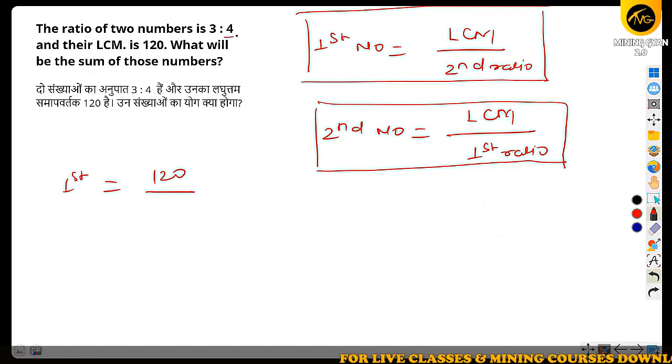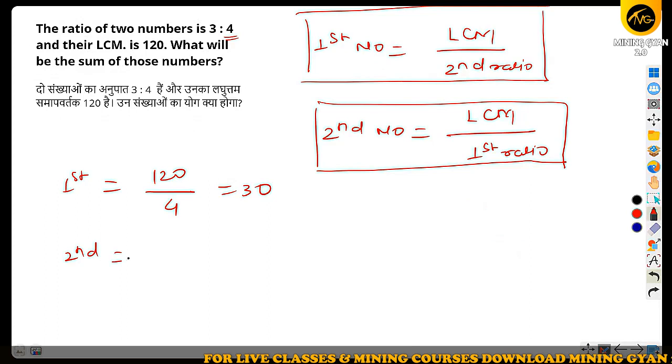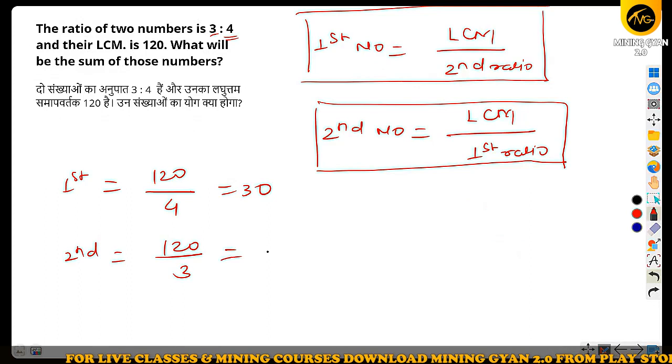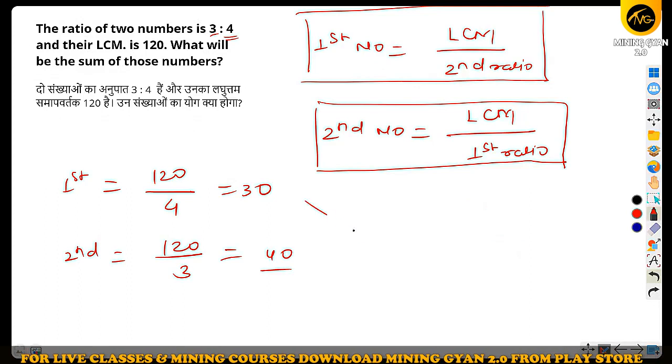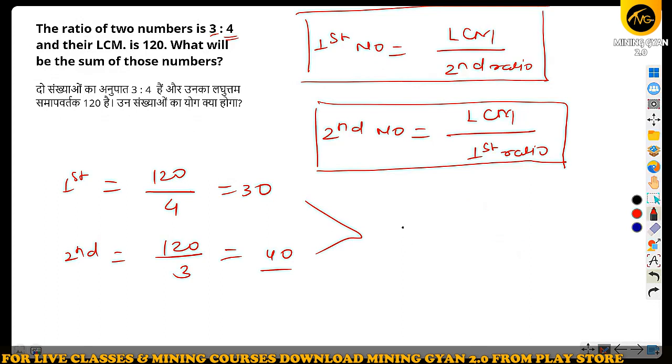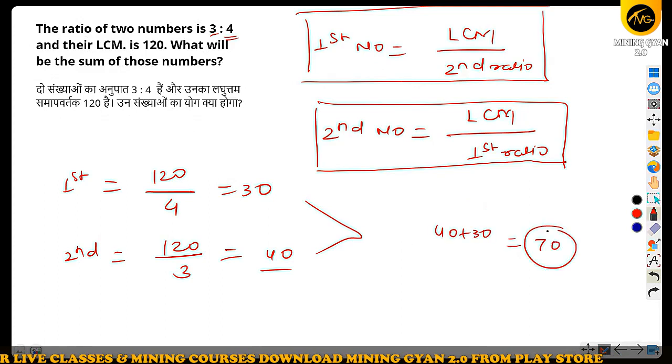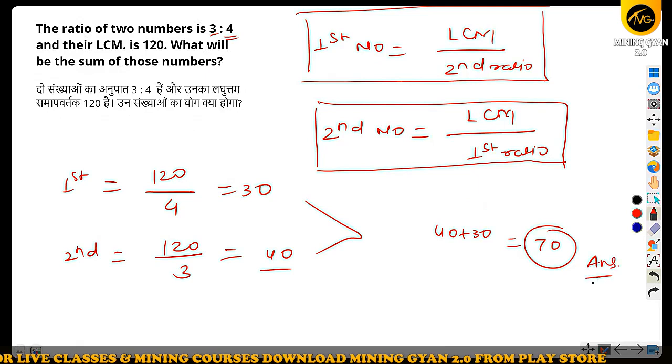And divided by the second ratio, this time 4. That means 30 is the first number, and the second number is 120 divided by the first ratio, that is 3. Now 40. So what is the sum of these numbers? 40 plus 30 or 30 plus 40. That means 70 is the answer. Correct? Okay.